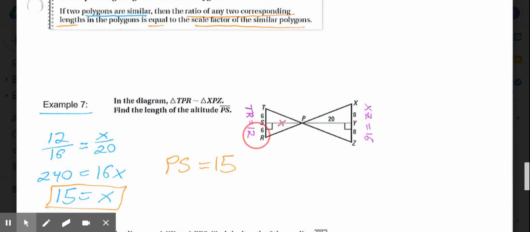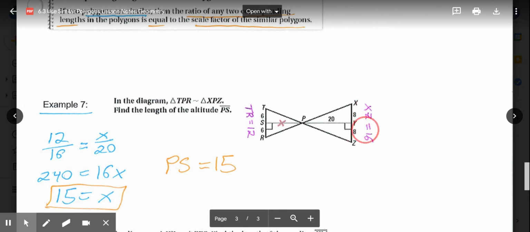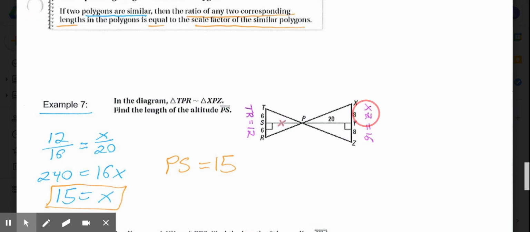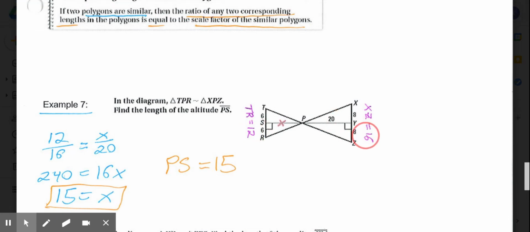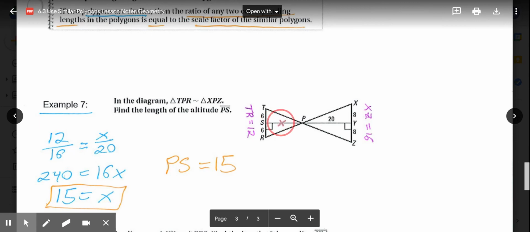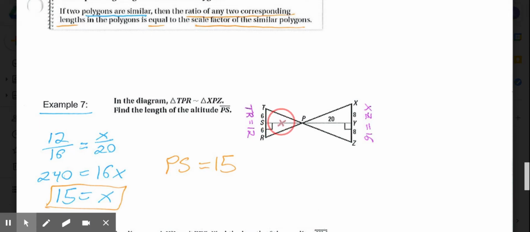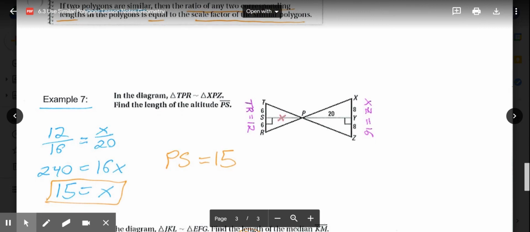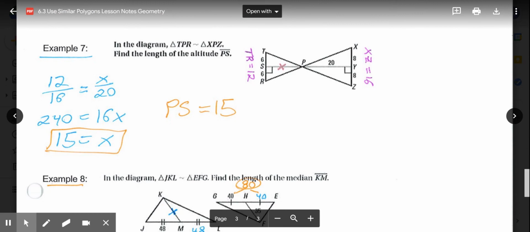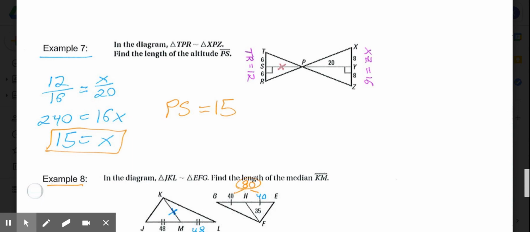Well, we know this whole side on the bottom from T to R is 12. We know this whole side on the bottom of this triangle, X to Z, is 16. So corresponding sides, 12 over 16. We're trying to figure out PS, which is x, over PY, which was 20. So 12 over 16 equals x over 20. Cross multiply and divide. So 240 equals 16x. x equals 15. So we know the length of PS is 15.